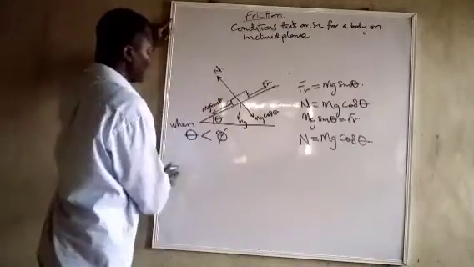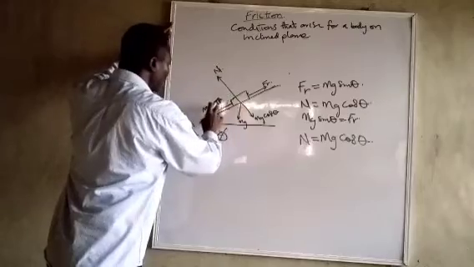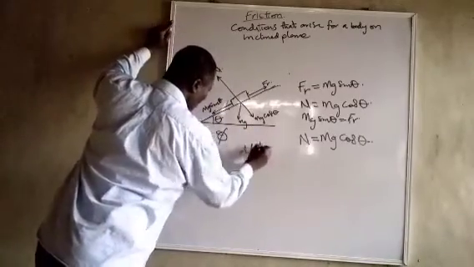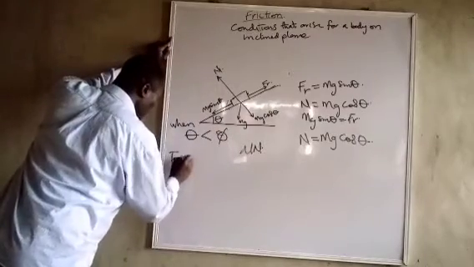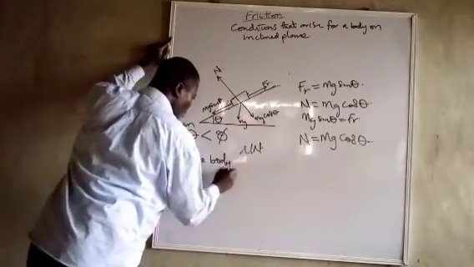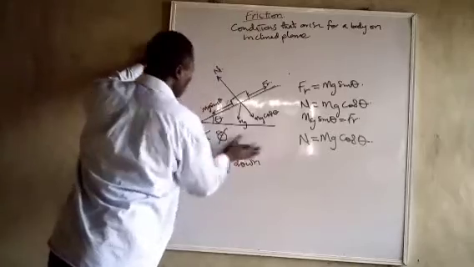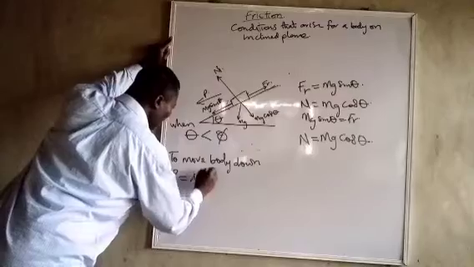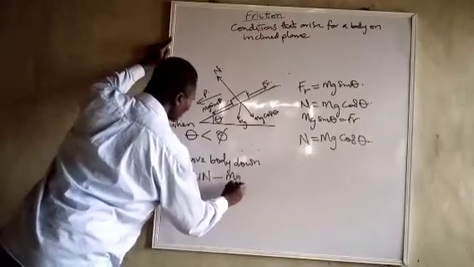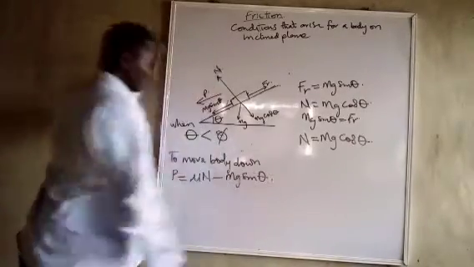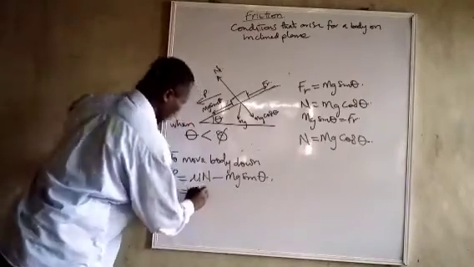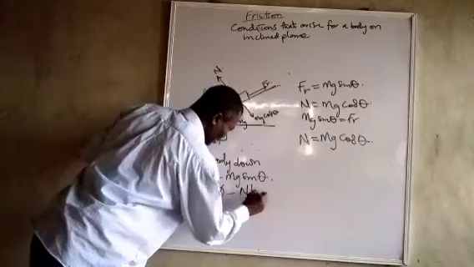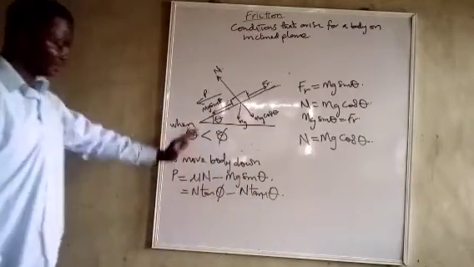So now, to move it down, you will need to increase this force to be enough to be equal to mu N. So, to move body down now, you will need additional force P here. So P will be equal to mu N minus mg sin theta, and you can also say N tan phi minus N tan theta. Very straightforward, simple like that.